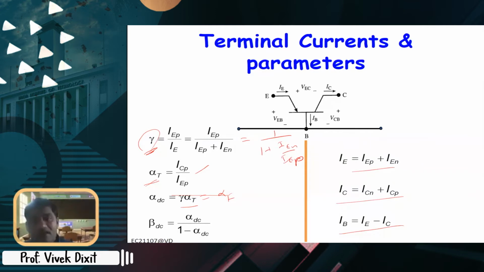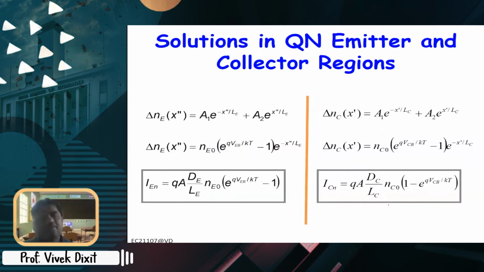Now, from the concentration profile, we can get the expression for all these four components: I_EP, I_EN, I_CP, I_CN. So for the emitter and collector region, this is for the emitter region, this for the collector region.